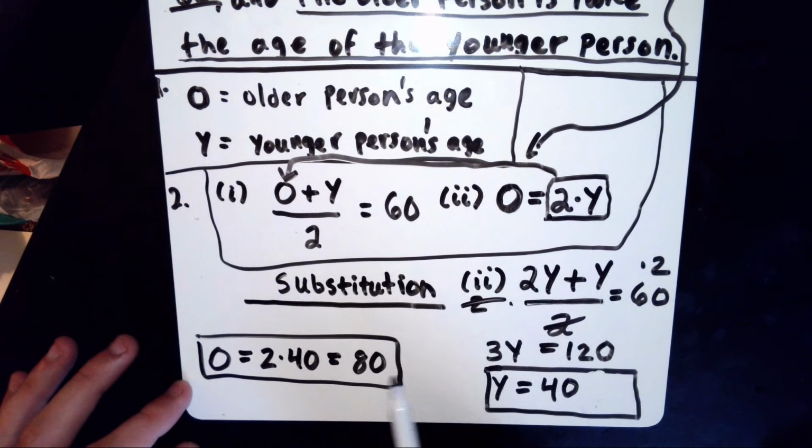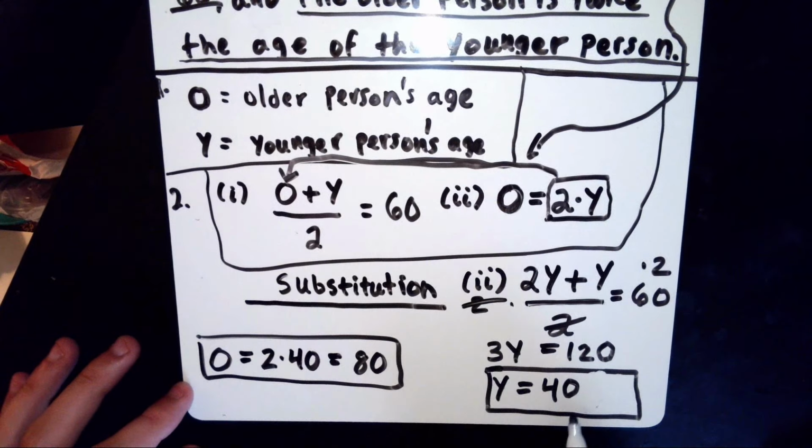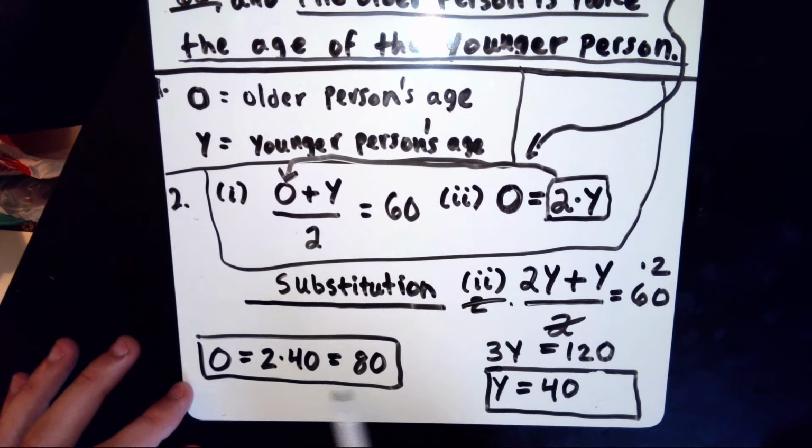We can see that the average of 80 and 40 is 60, because 60 is right smack in the middle of these two numbers. And we can also see that 80 is twice 40, because that's how we just calculated it. So this checks out. We've solved this system of equations with two variables.